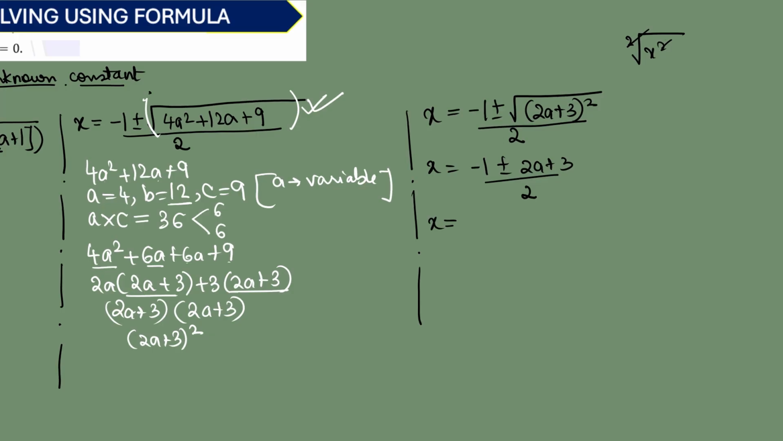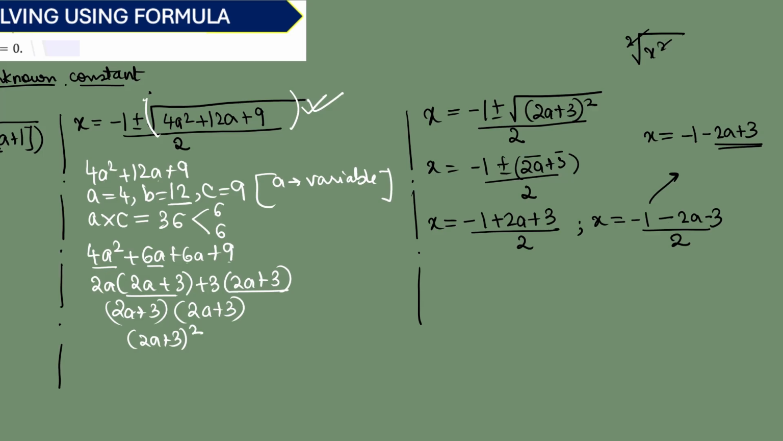So let us find the values of x. X is minus 1 plus 2a plus 3 upon 2. And a very good place of making mistakes. X is equal to minus 1 minus 2a minus 3, because this minus goes to the whole thing. This plus also goes to the whole thing. So you have to remember, when there is a minus sign outside and there are two terms here, 2a and 3, then the minus will be given to both of them, divided by 2. Please don't make this mistake by writing x is equal to minus 1 minus 2a plus 3. This is an incorrect solution.